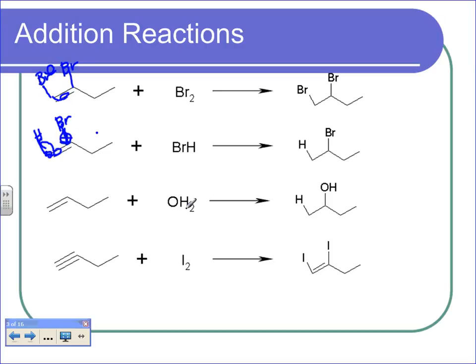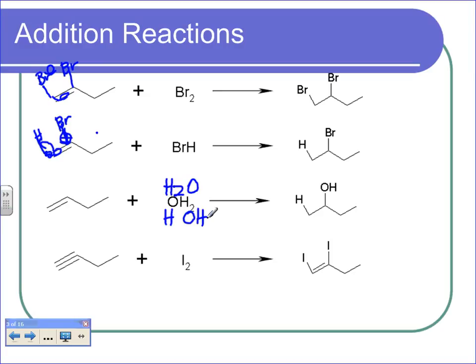In this example here, when we add water, this computer program writes it as OH2, but this is really just H2O. What we're adding across the double or triple bond is hydrogen and OH. In an organic molecule, it's not hydroxide that we're adding, it's the hydroxyl group. So we're essentially making an alcohol.